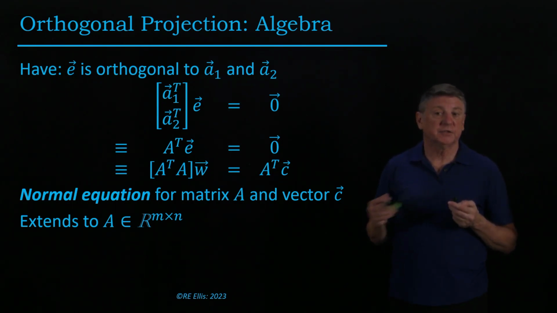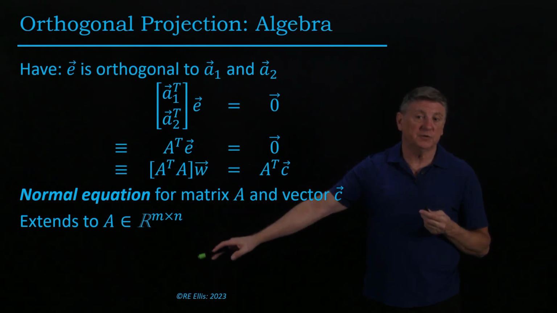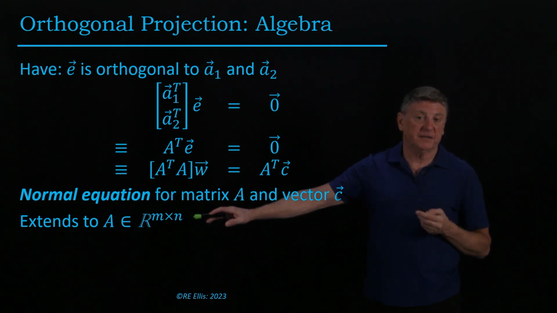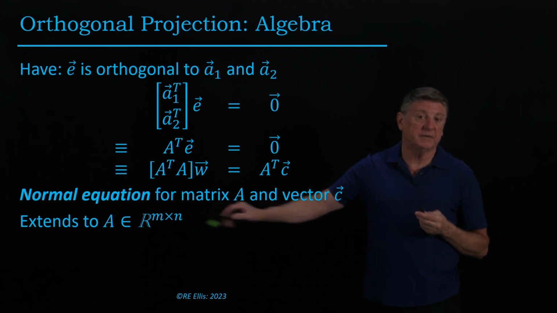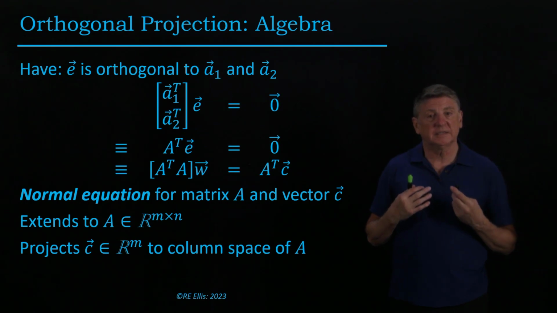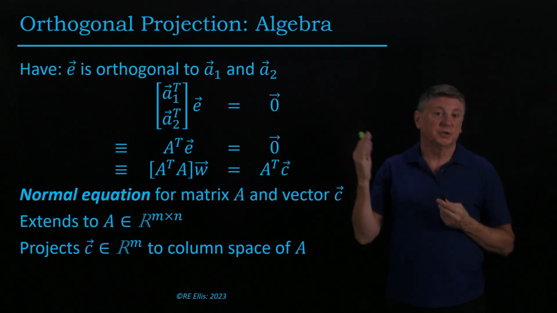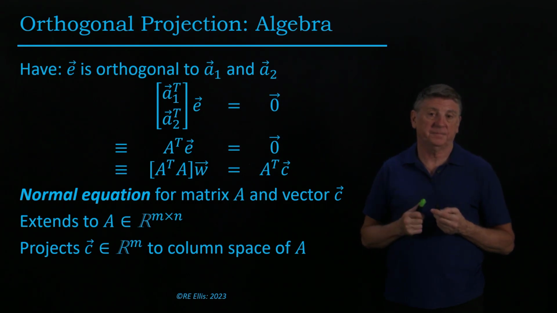And this extends. It doesn't matter how many entries each vector in A has, or how many of them there are, as long as they're linearly independent. So what this does is, this is a way to project a new vector C to the column space of A.